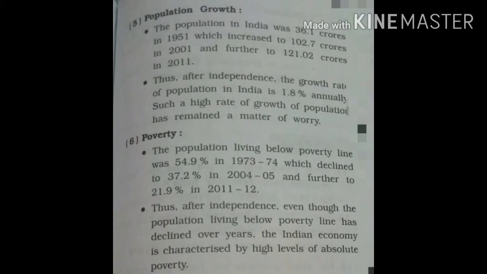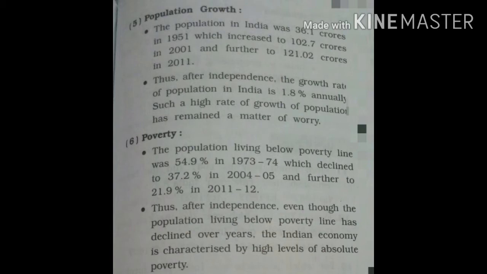Fifth is population growth. The growth rate of population in India is one of the reasons for its lesser development. After independence, population in India has grown annually by 1.5%, which means there is population explosion in India. In 1901, the population of India was 23.84 crores. It increased to 36.1 crores in 1951, 102.7 crores in 2001, and further 121.02 crores in 2011. Such high population growth rate has always remained a matter of concern for Indian development.